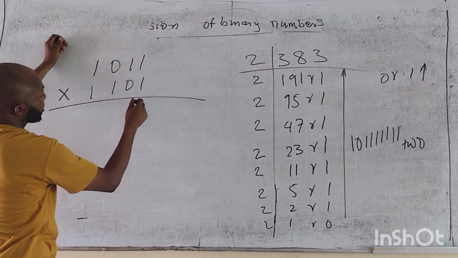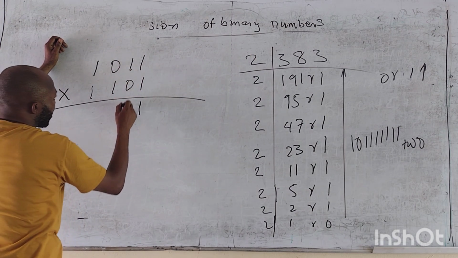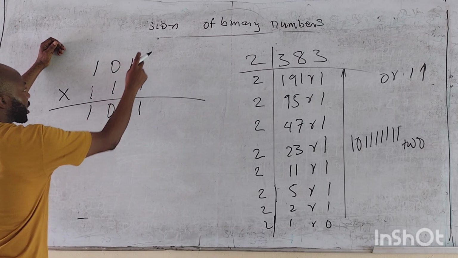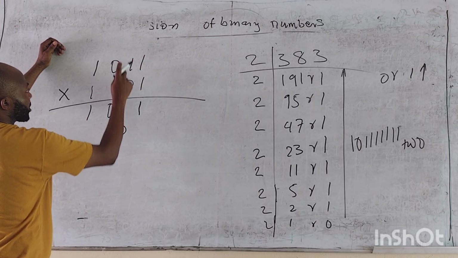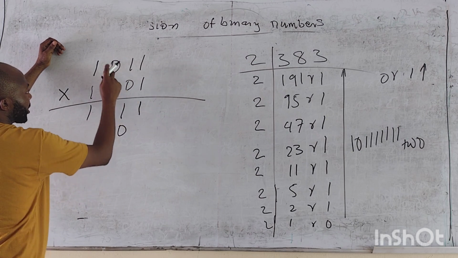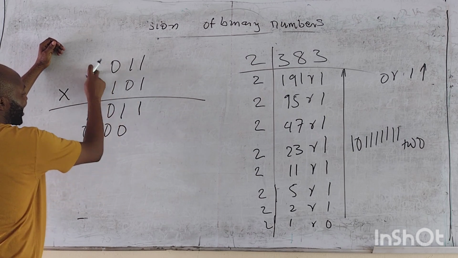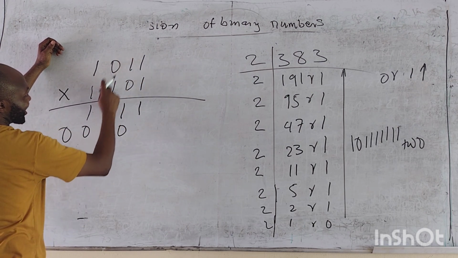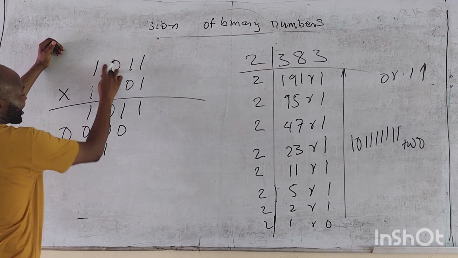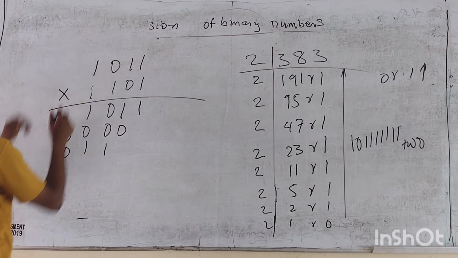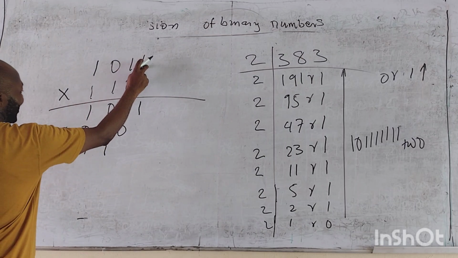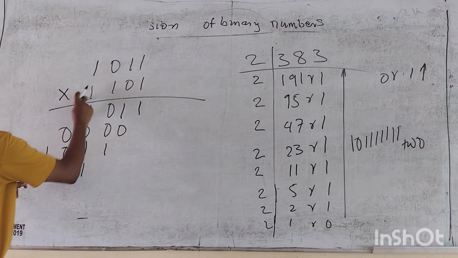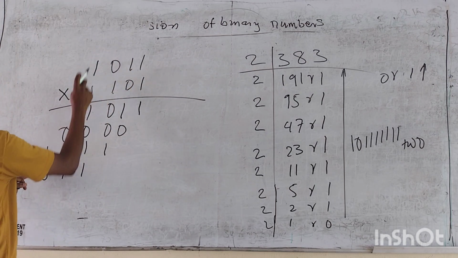1 times 1, 1. 1 times 1, 1. 1 times 0, 0. 1 times 1, 1. 0 times 1, 0. 0 times 1, 0. 0 times 0, 0. 0 times 0, 0. 1 times 1, 1. 1 times 1, 1. 1 times 0, 0. 1 times 1, 1. 1 times 1, 1. 1 times 1, 1. 1 times 0, 0. 1 times 1, 1.